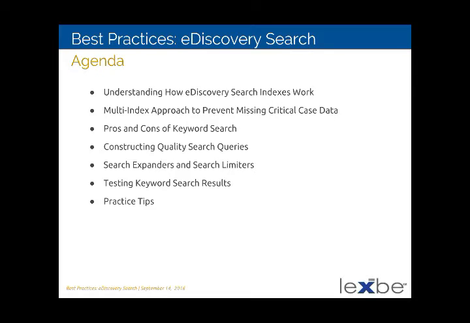Quickly, we'll go over today's agenda, which will consist of the following topics. Understanding how the eDiscovery search indexes work and what they are, and how using the multi-index approach will help you prevent missing critical case data in your searches. We'll talk about the pros and cons of keyword searching in general, and how to construct quality search queries. We will talk about search expanders and search limiters. Finally, we will talk about testing your keyword search results to make sure that you've gotten the most out of your queries and keyword searching. We'll wrap it all up with some practice tips and an overview of what we've talked about today.